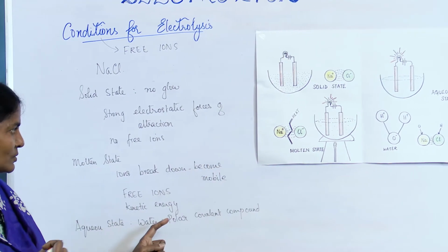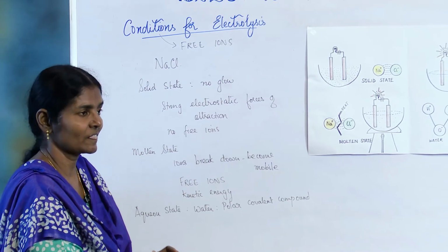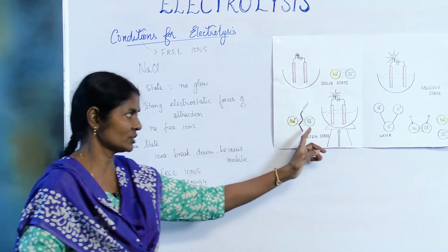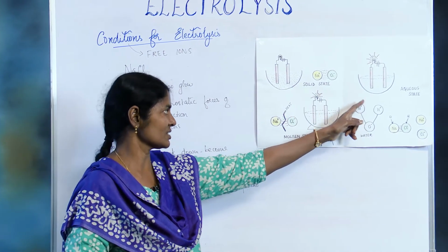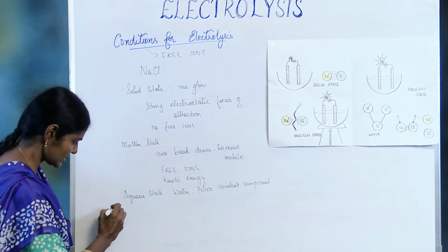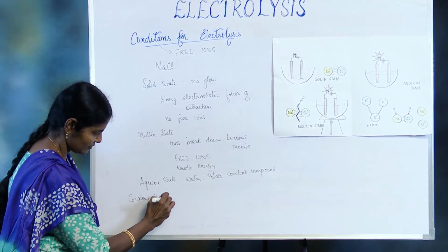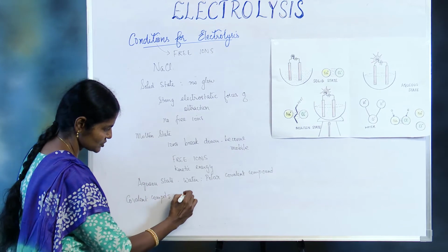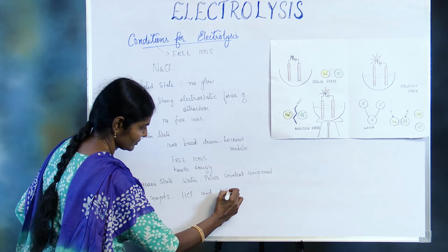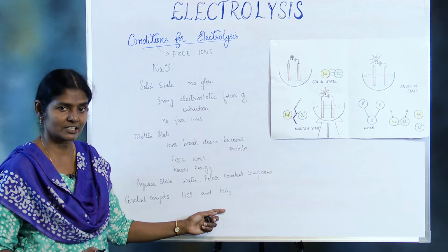Therefore, for electrolysis to happen in a nice way and to be successful, we need the compound either to be in the molten state or in the aqueous state and never in the solid state. Sometimes, if we take covalent compounds, mainly there are two things, hydrochloric acid and ammonia. These two are non-electrolytes, they do not conduct at all.